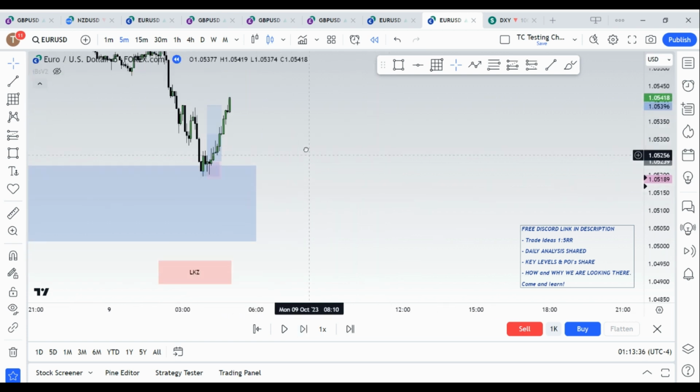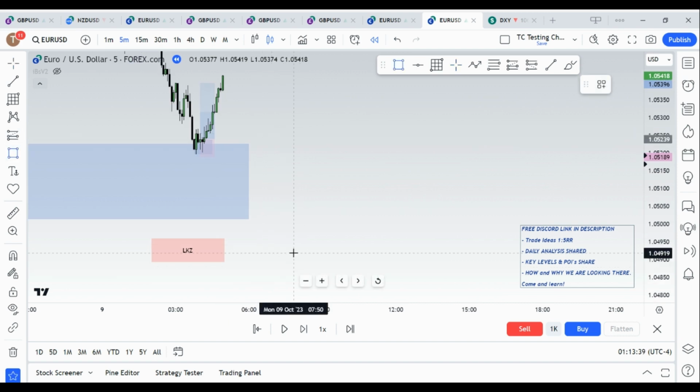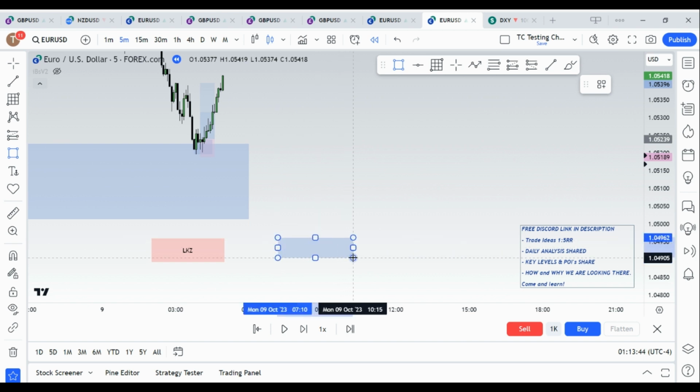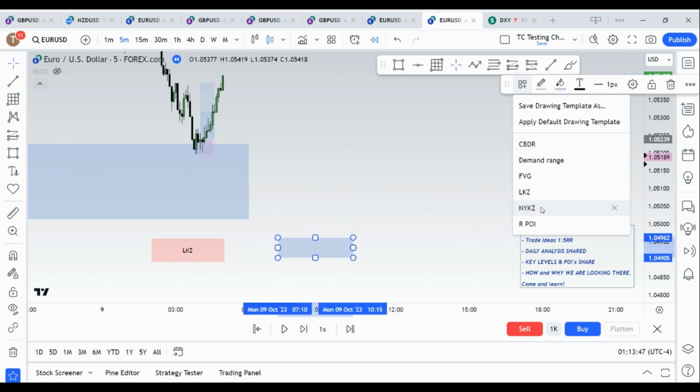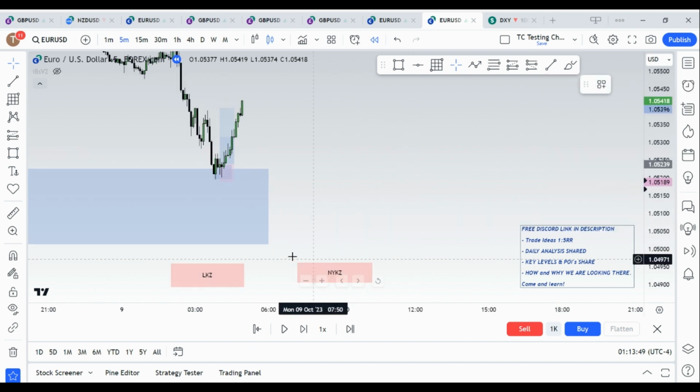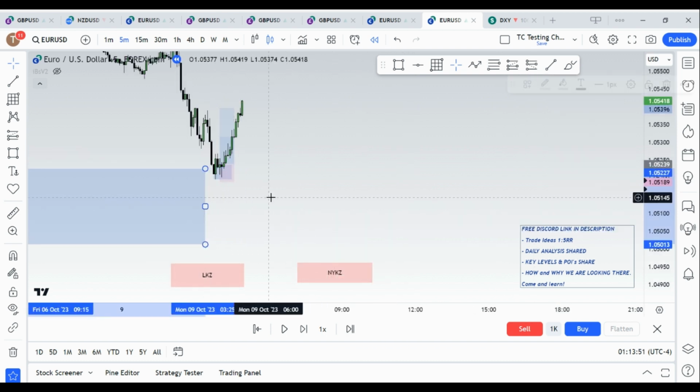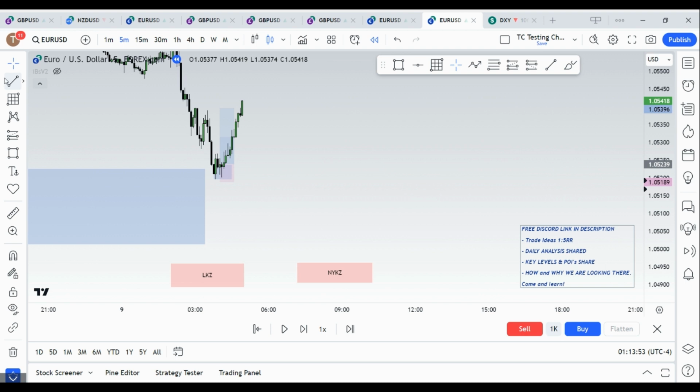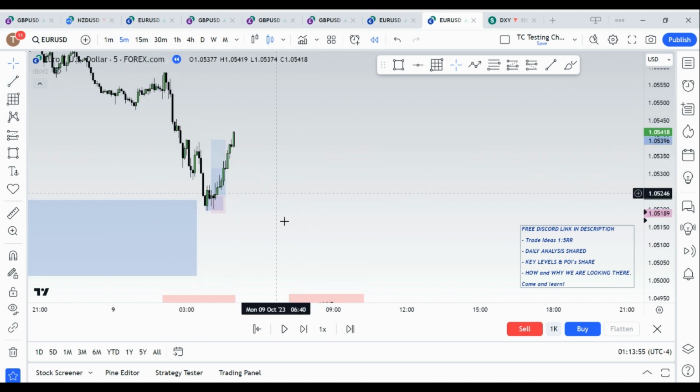Now that's brilliant. Now I'm going to denote on the New York kill zone, which is going to be 7 a.m. until around about 10:30 a.m. That should do. New York kill zone. And we're going to be looking to play off of this current London low, because a lot of the time New York will give a continuation of the London move.